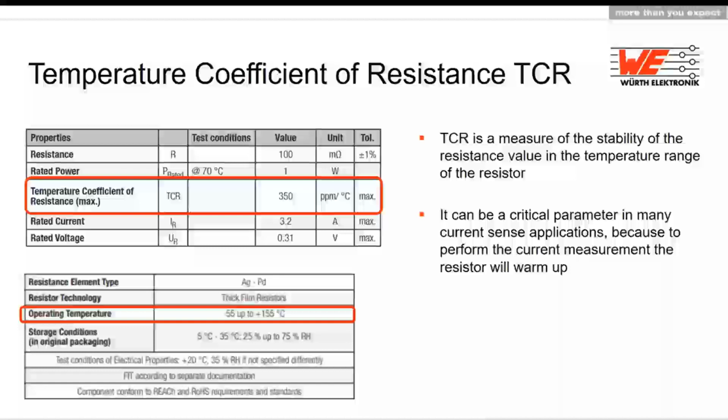But if we are to measure current using the resistance, we need the value to be stable along a wide temperature range, because we are going, as you see already in the last slide, to warm up the resistance when we're operating it. The current sense resistors with very low TCR, like 100 ppm per degree Celsius, have different metal alloys that combine positive and negative TCR to balance the combined resistor itself.